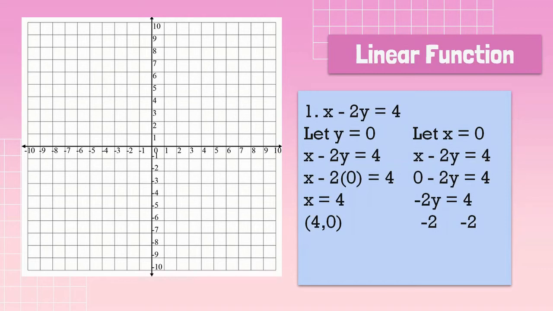Let x be 0. 0 - 2y = 4. So negative 2y = 4. Divide both sides by negative 2. So the answer is y = -2 or (0, -2). And then plot the 2 points, (4, 0) and (0, -2). And then connect.